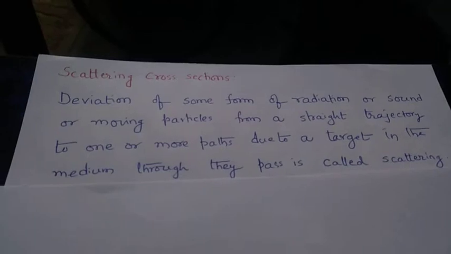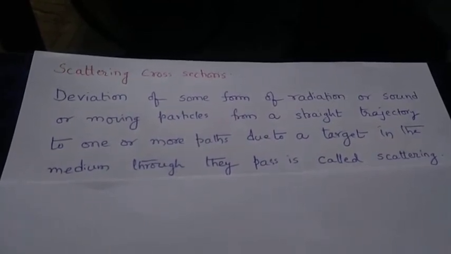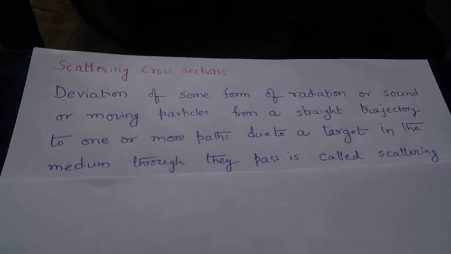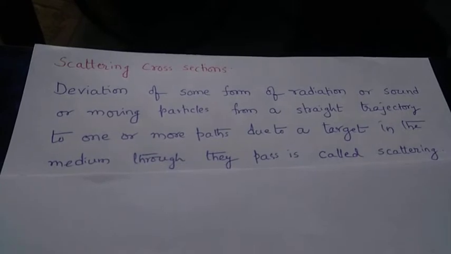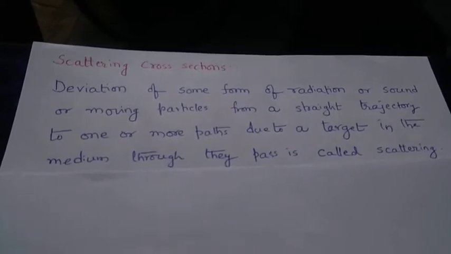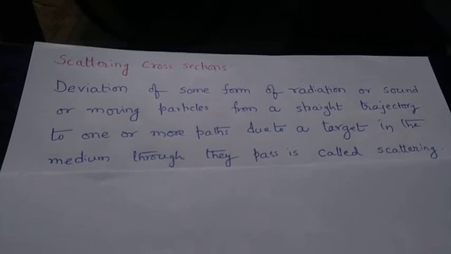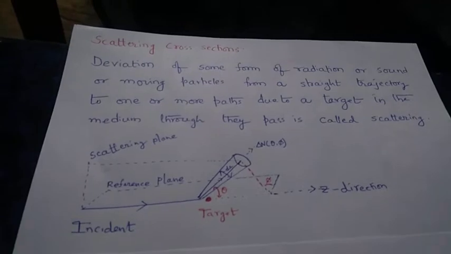The topic of the video is scattering cross sections in quantum mechanics. The deviation of some form of radiation or sound or straight moving particles from a straight trajectory to one or more paths due to the presence of a target in a medium through which these pass is called scattering. So we can represent the scattering process as shown in this figure.